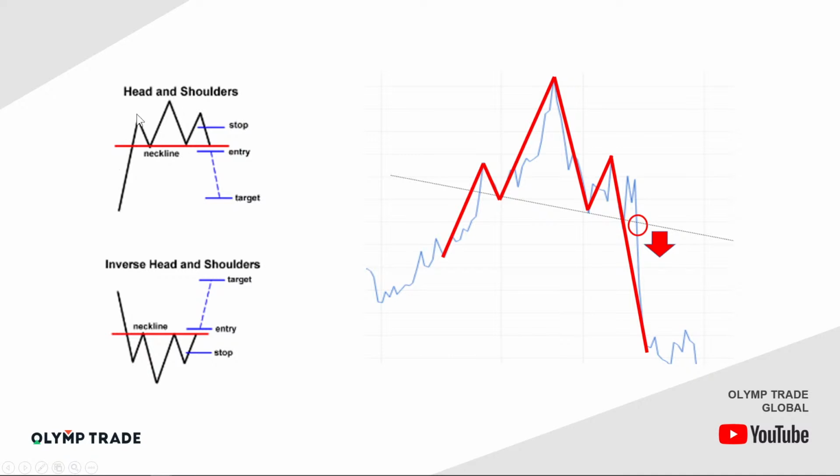Okay, so we have a shoulder, the head, and another shoulder. This is the neckline. Let me go ahead and explain. The price makes a peak, and then it drops to a level of support. So this is the first shoulder.